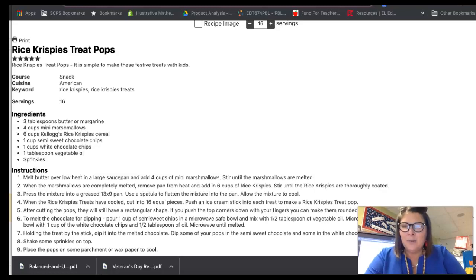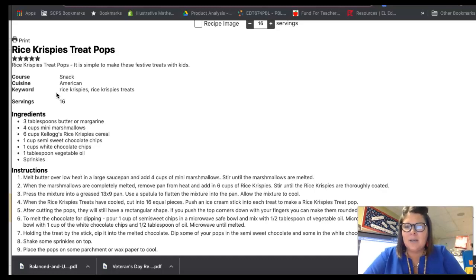So, one form of a nonfiction text is a recipe. So, today we're going to look at a recipe and see the different parts of that. You'll notice that our recipe today is for Rice Krispie Treat Pops. There are some key points in a recipe when you look at them.